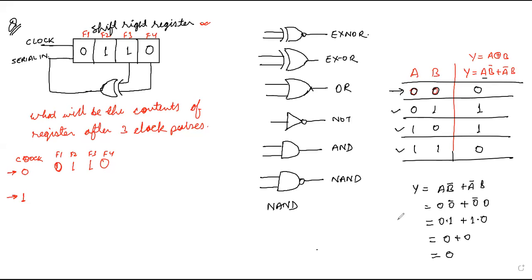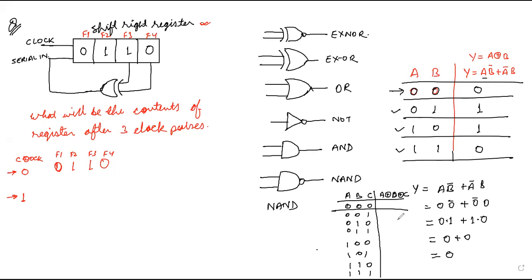One more thing I want to show you: when we have A, B, and C, 3 variables, there will be the combinations 0 0 0, 0 0 1, 0 1 0, 0 1 1, then 1 0 0, then 1 0 1, 1 1 0, and 1 1 1. If we have 3 variables and want to find the XOR of A, B, and C, I want the XOR of A XOR B XOR C.